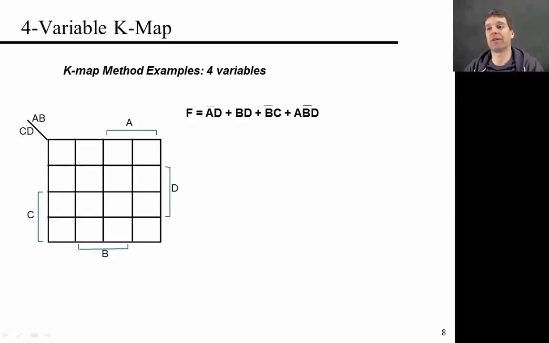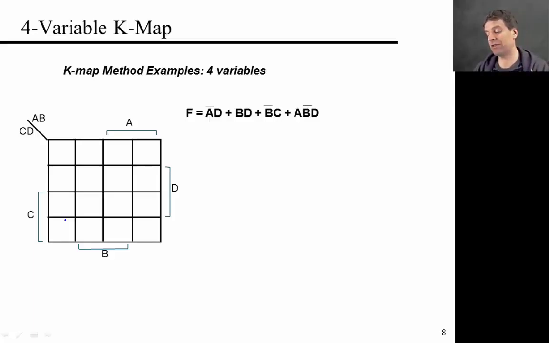So today I want to talk about 4-variable kmaps. Okay, so here's an example. The first thing that you want to do here is to actually fill in the kmap. So that's kind of an exercise. You have to remind yourself of how the values get transferred from sort of the function to the kmap.